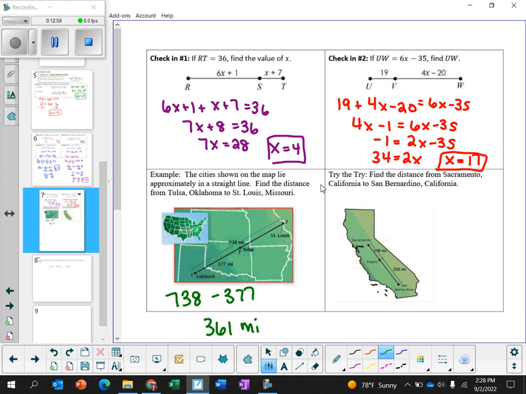All right, oh, this is actually a you try. So you're going to try this one. I'll make these numbers a little bigger for you. We know that this value here is 158 between Sacramento and Fresno, and between Fresno and San Bernardino is 230. We want to know the total distance from start to end. So pause it and you can check your answer.